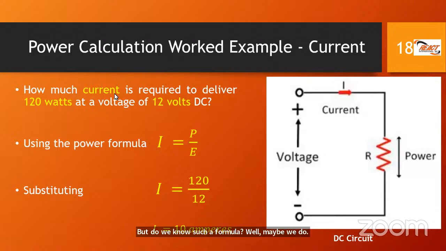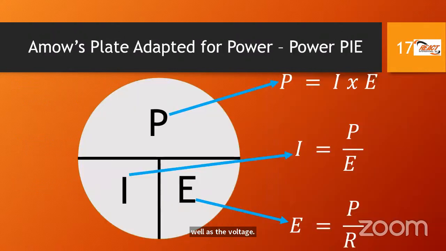They're asking us to find the current. Remember, current is I? Yes. But they have given us watts. They have said deliver 120 watts. But we know watts represent, what does it represent? Yes, you're quite correct. Watts represent power. So they have told us what the power is, 120 watts. What else have they told us? They have said at a voltage of 12 volts. So they have given us the voltage. So they want to find out the current, and they have given us the power as well as the voltage. Can we find that out? Well, let's go to our adapted Ohm's plate.